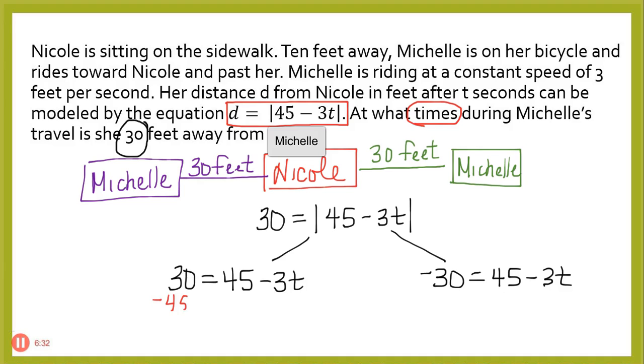So I need to subtract 45 in both equations. And then I need to divide by negative 3. So at t equals 5 seconds, that is the first time that Michelle will be 30 feet away from Nicole.